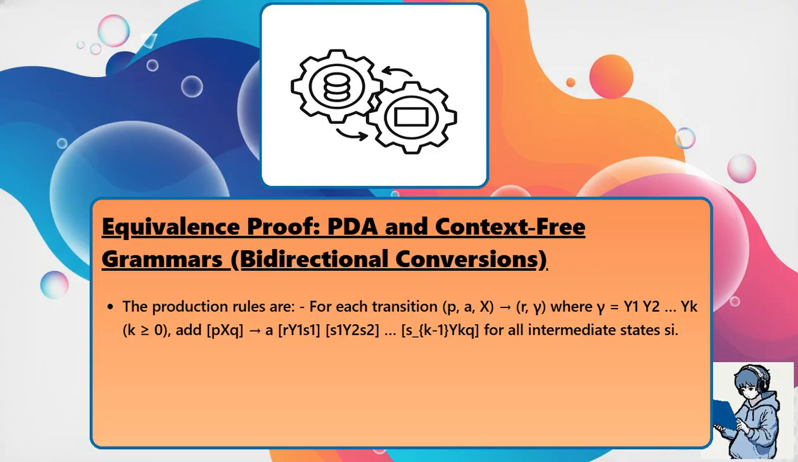The production rules are: for each transition (p, a, X) → (r, γ), where γ = Y1 Y2 ... Yk with k ≥ 0, add [pXq] → a [rY1s1] [s1Y2s2] ... [s(k-1)Ykq] for all intermediate states si.